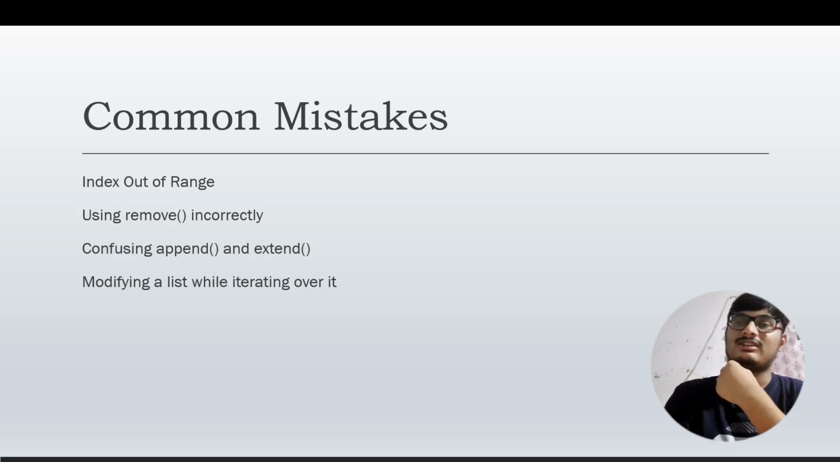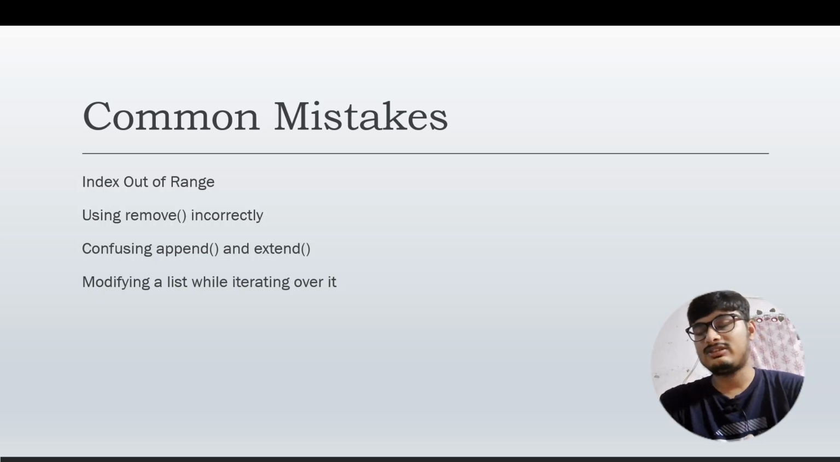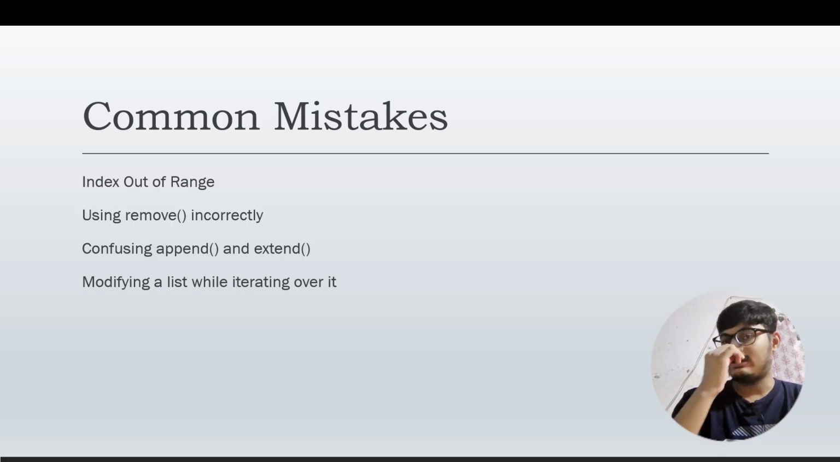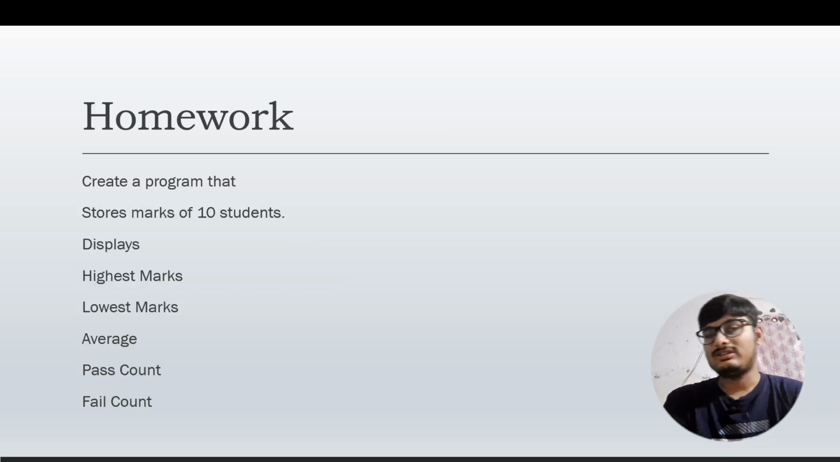Now these are some of the common mistakes. The first mistake is index out of range. You can enter an index which is not valid, so it will give you an error. Then you can use remove incorrectly, or append and extend incorrectly. So these are some of the common mistakes that you can make. Now this is the homework question. Create a program that stores marks of 10 students, then display highest marks, lowest marks, average, pass count, fail count. This you can do on your own.